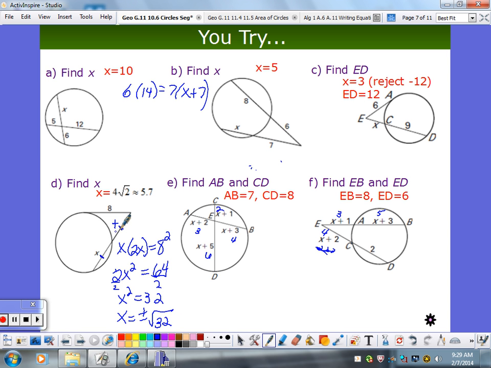I can't have a negative length, so I'm going to reject the negative. And so it is positive square root of 32, but I think I can reduce this guy. 32 is 16 times 2, is that right?